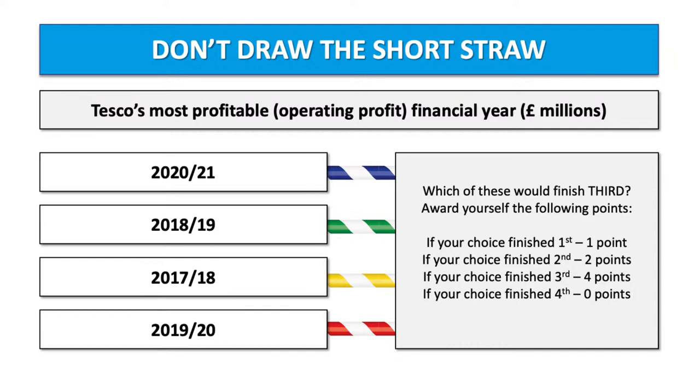Tesco's most profitable financial year, based on operating profit, in millions of pounds. 2020-21, 2018-2019, 2017-2018, 2019-2020. Put them in order and then try to pick the one that you think is third. You can put your answer in the chat window, please. Just the year that you think comes third. So you might put 2017/18, for example. Remember, you want to avoid the short straw. You want to avoid the one that comes last.